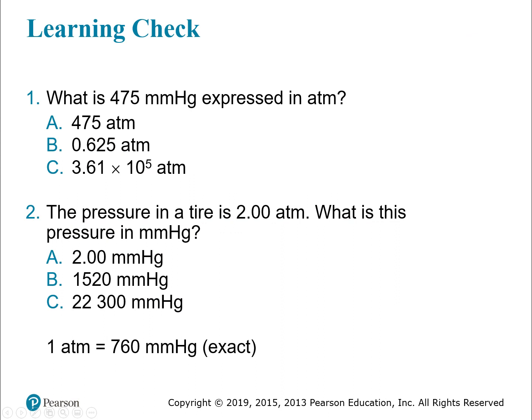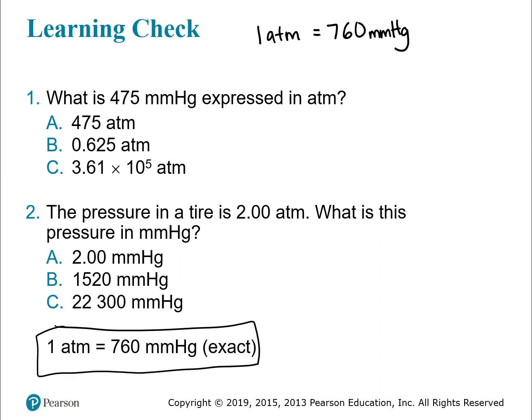So let's do some practice. I'll give you the equality that you need here. Oh, I'm outsmarting myself. I already put it down here at the bottom. I forgot. Now you have it in two places. In the first one, you're converting millimeters of mercury to atmospheres. In the second one, you're taking atmospheres and converting to millimeters of mercury.